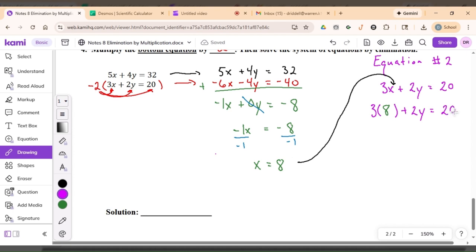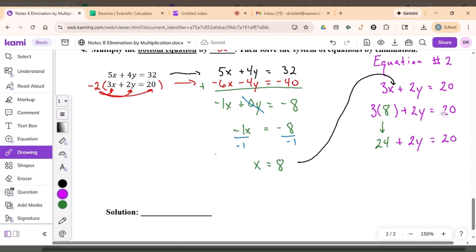Okay, so this should be repetitive. We've done it many times now. Taking the answer, putting it in, and then using it, right? So the next thing would be multiply these together. 3 times 8, that's 24. And that's all that changed. So you still have a plus 2y, and we still have an equals 20.